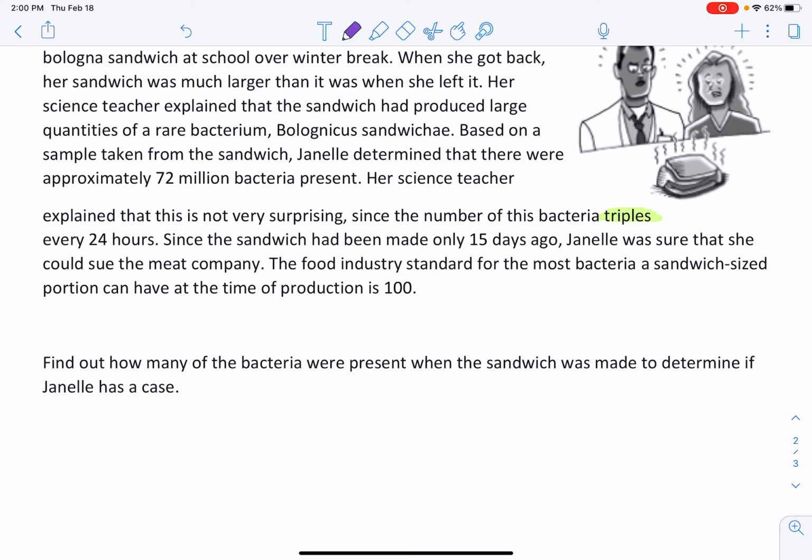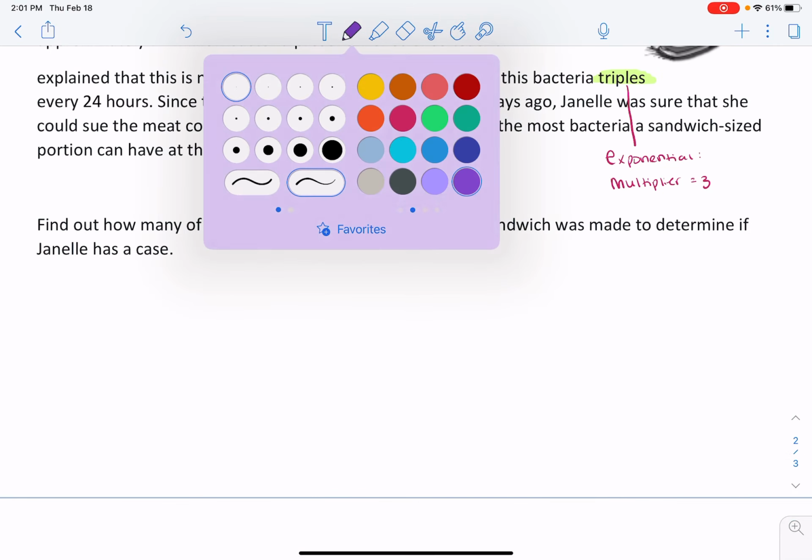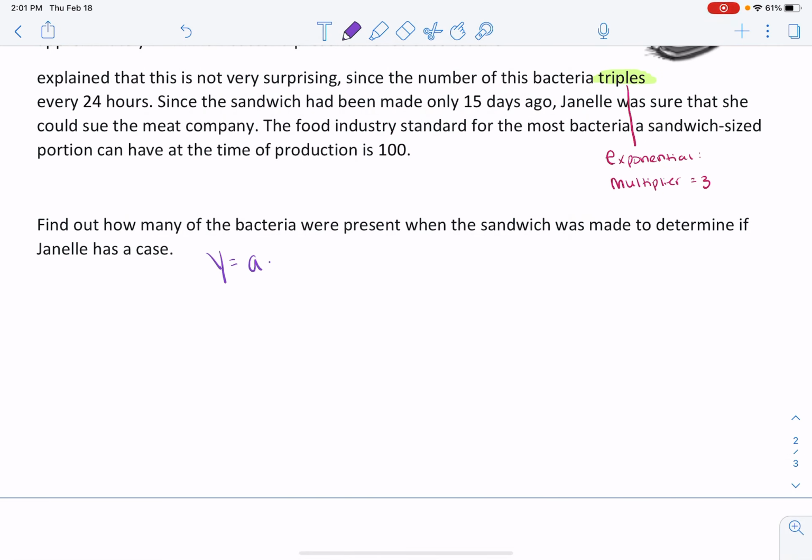Okay, so when I see this part that says triples, that tells me that we are working with something that's exponential, and our multiplier is 3. Because it's exponential, that means we've got y equals a times b to the x power. However, we don't know a, which was the starting value. What we do know, though, is it's tripling. So we have y equals a times 3 to the x power.